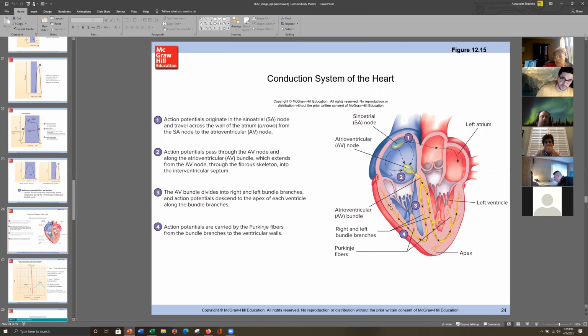Except the difference between our cardiac muscle and our skeletal muscle is that there's no breaks. There's no relaxation phase, right? I mean, there is a relaxation phase, but there's no complete cessation of muscle activity. Our cardiac muscles are always moving, always activated.